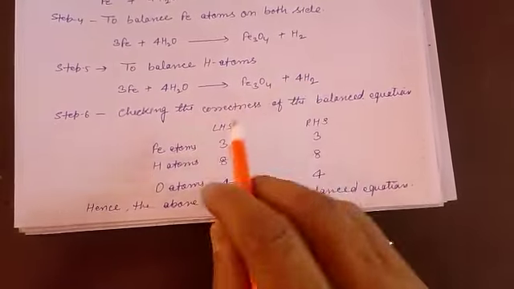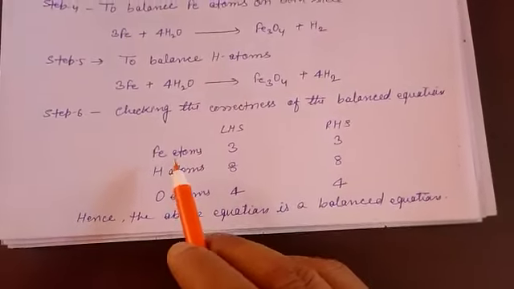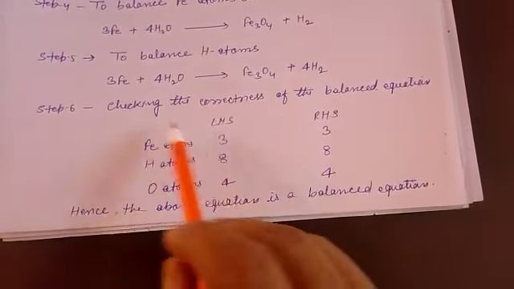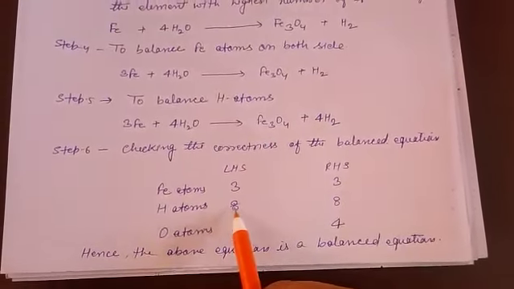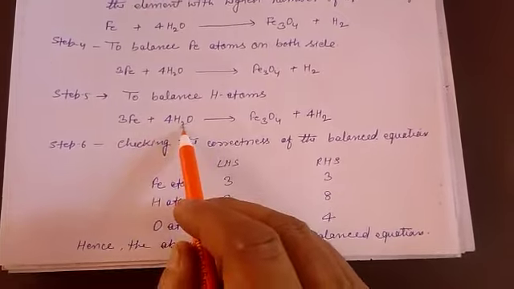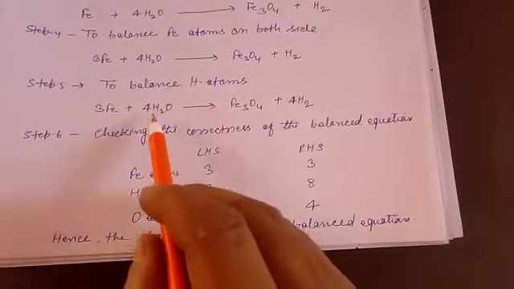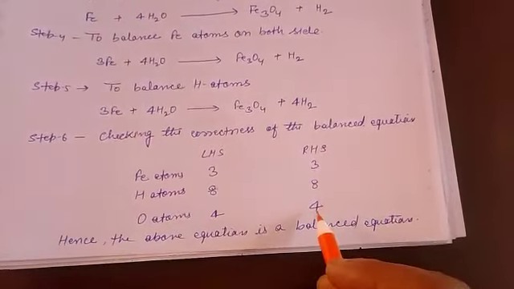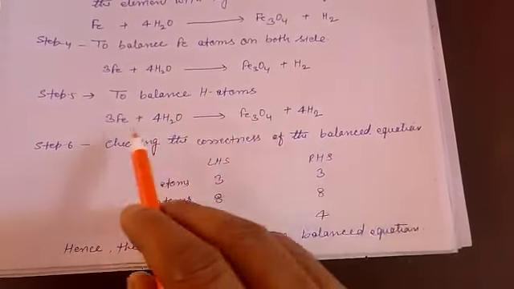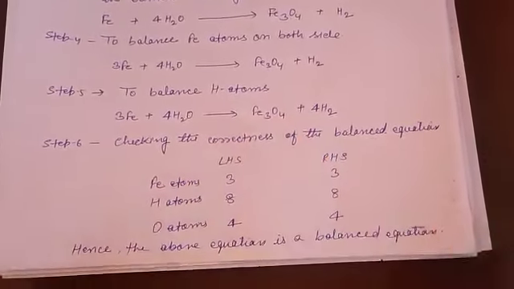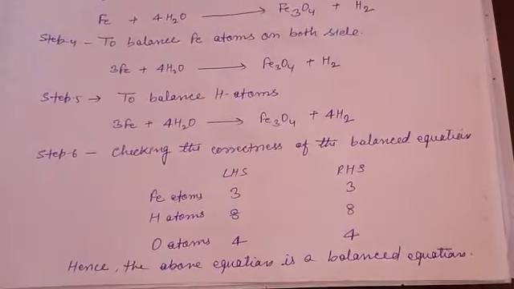Now the last step is to check the correctness of the balanced equation. We see here the iron atom is 3 on the left hand side and 3 on the right hand side. On the left hand side there are 8 hydrogen, 4 times 2, and on the right hand side there are also 8 hydrogen, 4 times 2. For oxygen, there are 4 oxygen, and there are also 4 oxygen on the right hand side. So now this equation becomes a balanced equation. So this was about the chemical equation and balancing of the chemical equation. Thank you.